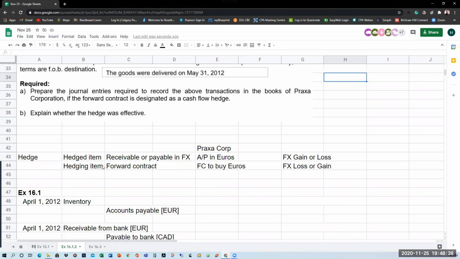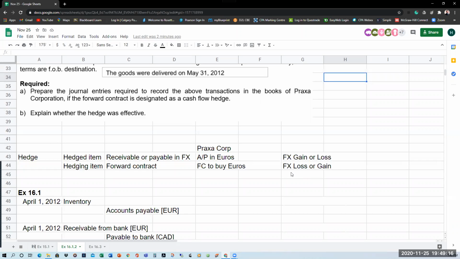Now, how will the hedge work? Say the euro was to depreciate against the Canadian dollar. Well, what will happen vis-a-vis the accounts payable in euros is there will be an FX gain. On the forward contract, though, because your forward contract is to buy the euros, the value of your forward contract will fall, resulting in an FX loss. What's important to note is you're going to have an FX gain on the hedged item, which will be offset by an FX loss on the hedging item.